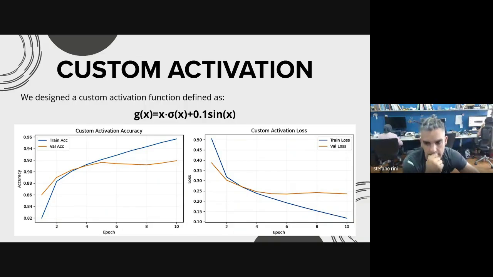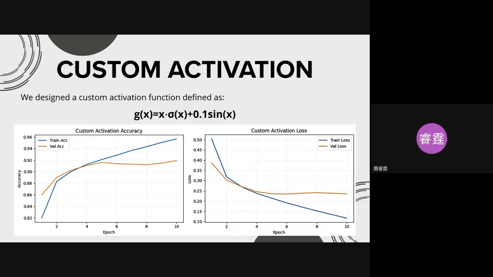So overall, this custom activation is an interesting design, but in our experiment, it did not outperform the baseline. Its validation accuracy and test accuracy were slightly lower, and the training time was also a bit longer. So for this case, leaky ReLU is still the better and more stable choice. Next page.